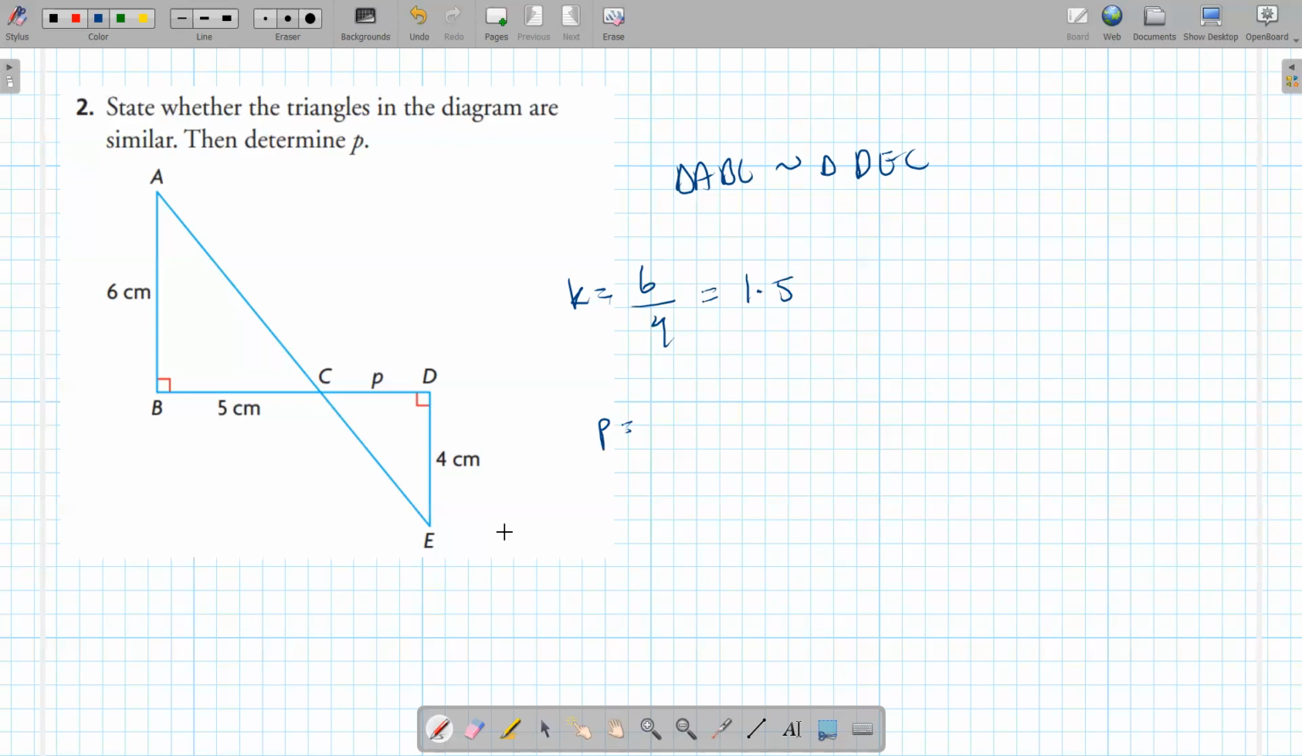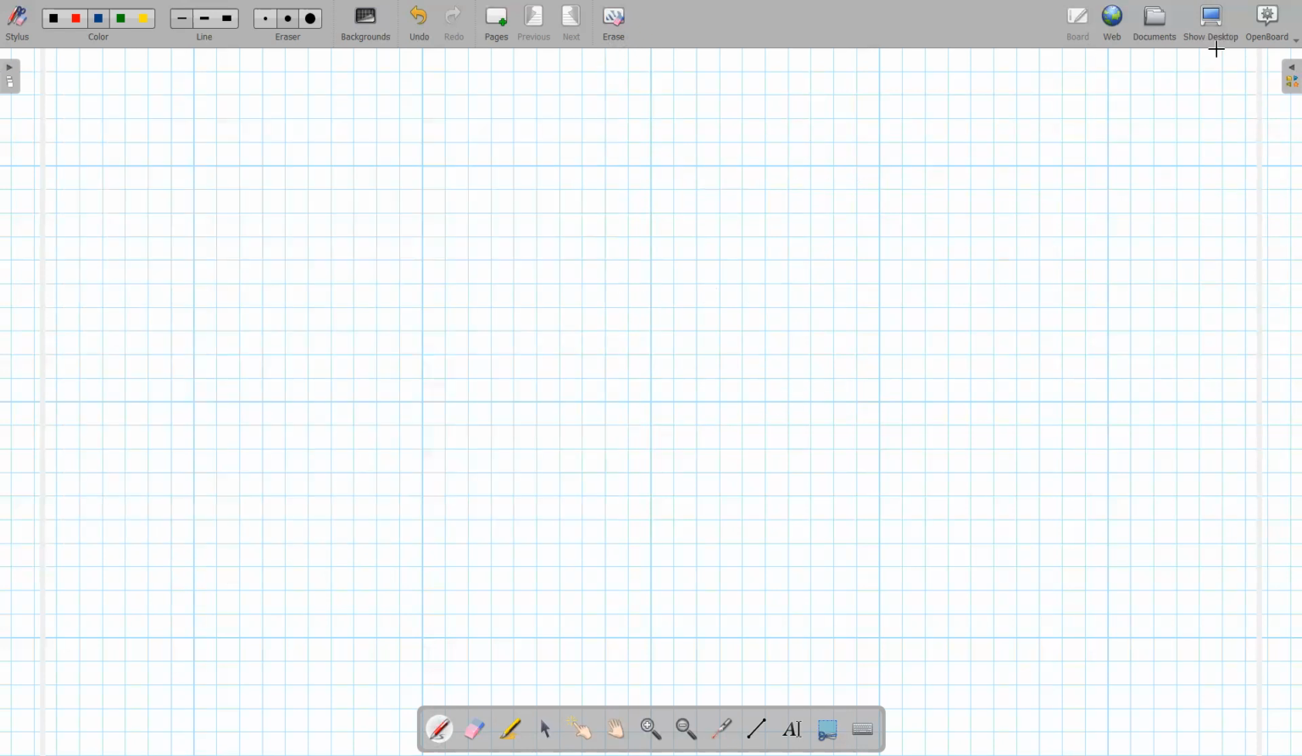7.5. No. P is not going to be longer than 5, is it? This went down, right? So this should also go down. P is not going to be bigger than 5. You don't multiply, you divide there. So 3.3 centimeters, and there you go. That's the answer to this question.